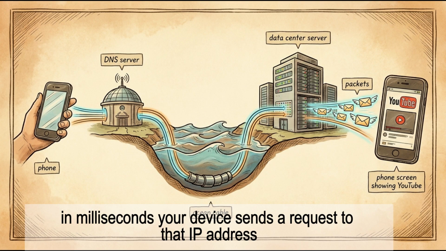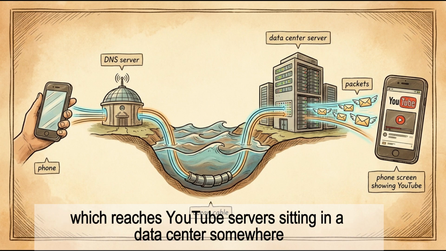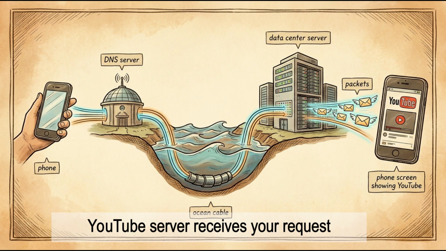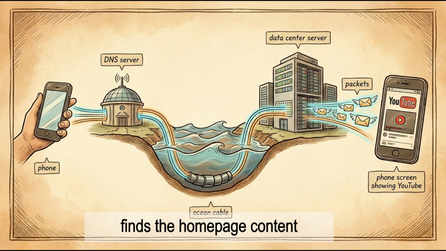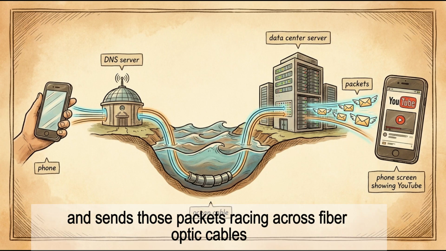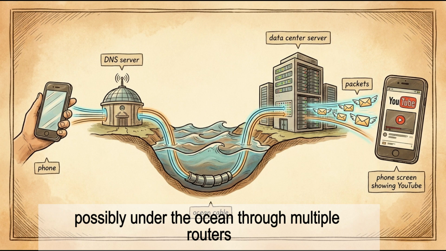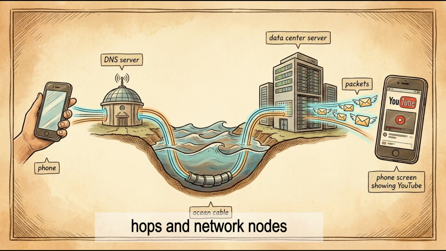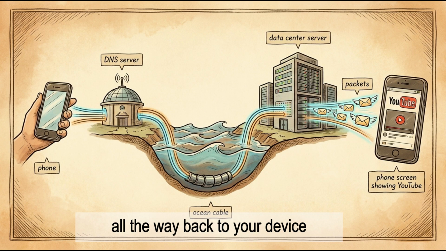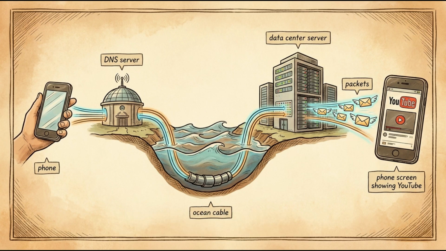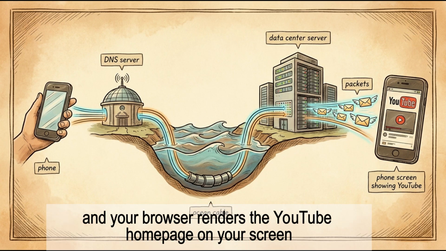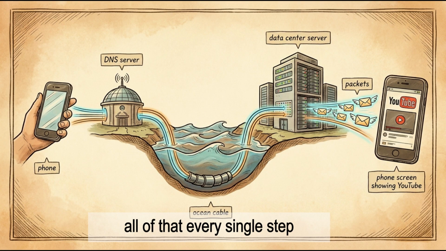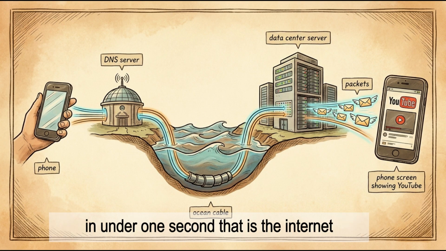Your device sends a request to that IP address, which reaches YouTube's servers sitting in a data center somewhere. YouTube's server receives your request, finds the homepage content, breaks it into packets, and sends those packets racing across fiber optic cables, possibly under the ocean, through multiple routers, hops, and network nodes, all the way back to your device. Your device receives the packets, reassembles them in order, and your browser renders the YouTube homepage on your screen. All of that, every single step, in under 1 second.